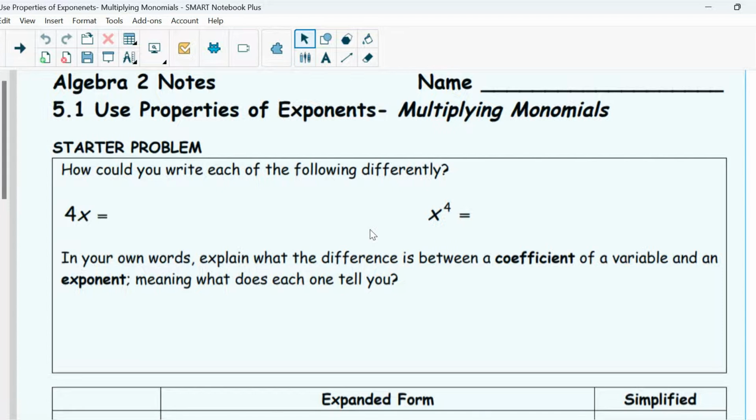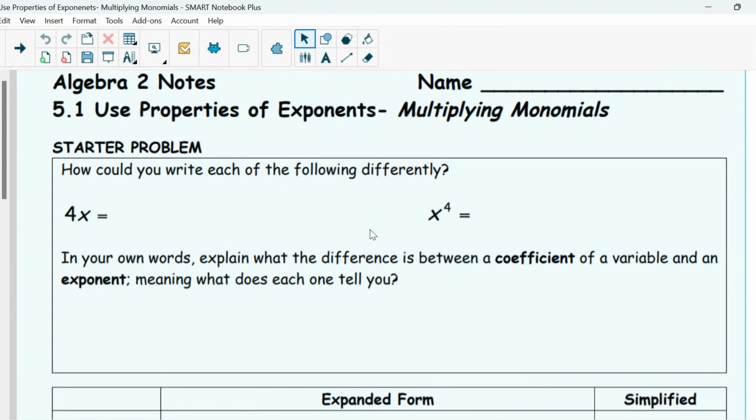Long chapter, so make sure you guys are paying attention at the start, because we are going to build the baseline skills that will carry you throughout the rest of the chapter. So in 5.1, we're talking about exponents here, but particularly we are looking at multiplying monomials.